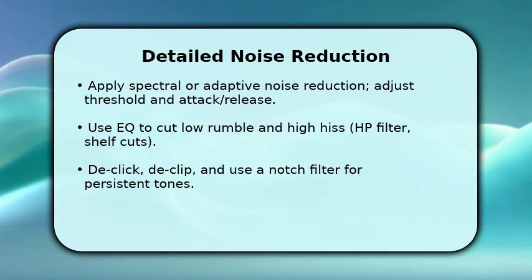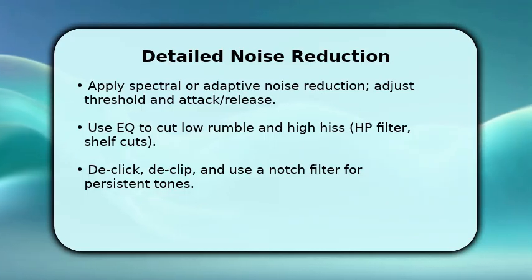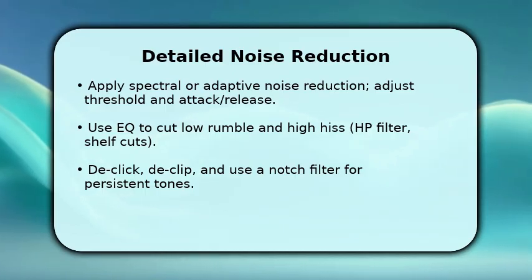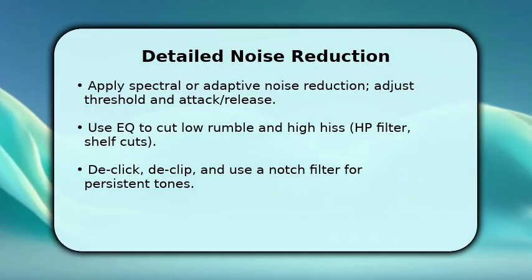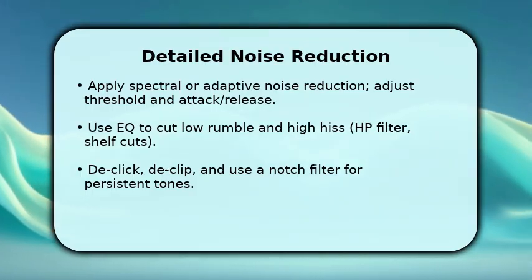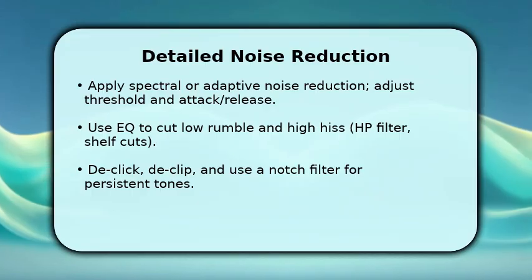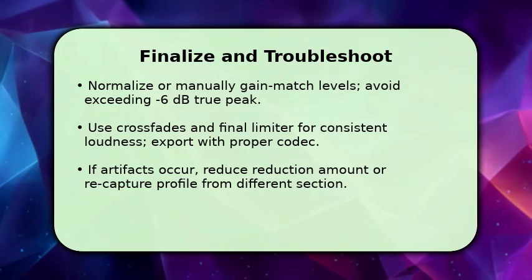You should then apply corrective EQ. High pass to remove rumble under 8120 Hz, and gentle high-frequency shelf reduction for hiss. If you encounter clicks or clipping, run declick and declip tools next, and use narrow notch filters for consistent hums or tones. You finish by balancing levels.